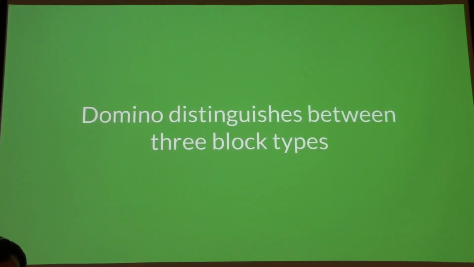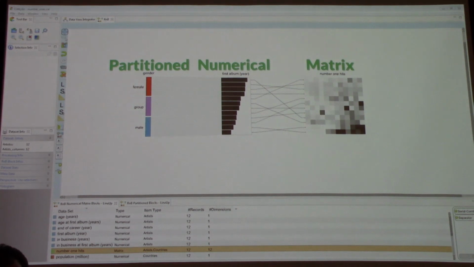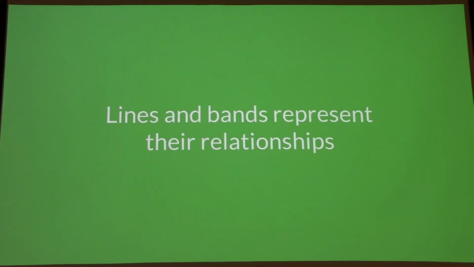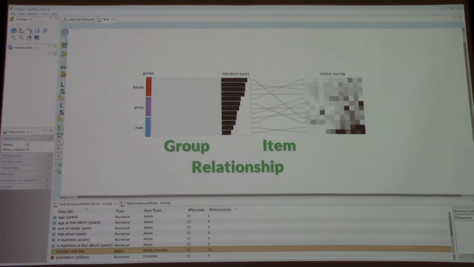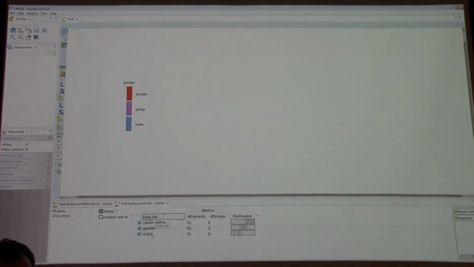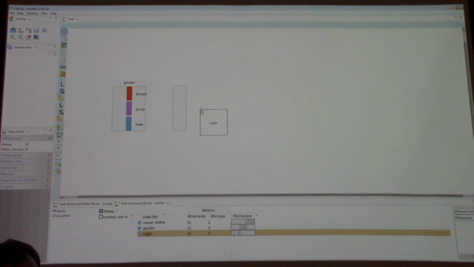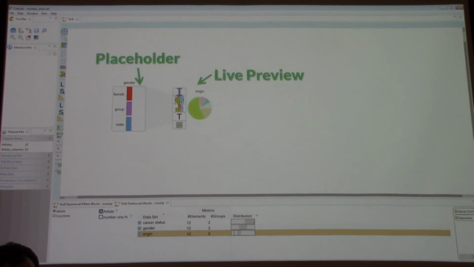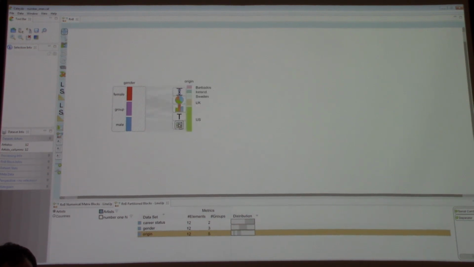Domino distinguishes between three block types. Partition blocks show categorical data like gender. Numerical blocks show numerical data such as the release year of the first album. And matrix blocks show item combinations like the count of number one hits for each artist in different countries. Relationships are represented in different granularities and directions using lines and bands. Placeholders and live previews help to add new blocks. When dragging an element from the block browser onto the board, possible drop positions are indicated. When entering a placeholder, a live preview of the data is shown. By dropping the item, the selection is confirmed.